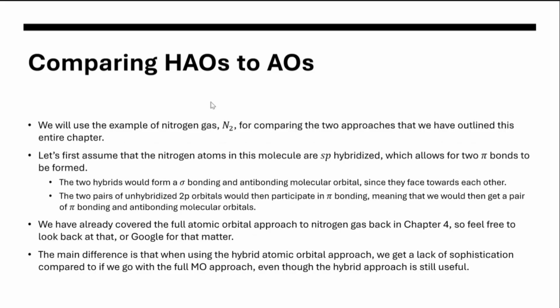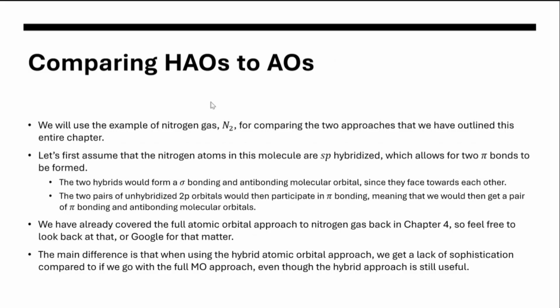Now, we're going to compare the hybrid atomic orbital approach to the atomic orbital approach. So, we're going to use the example of nitrogen gas, N2, for comparing these two approaches. Let's first assume that the nitrogen atoms in the molecule N2 are sp hybridized, which allows for two pi bonds to be formed. Now remember, a triple bond has one sigma bond, and remember, sigma bond always comes first, and two pi bonds. So the two hybrids would form a sigma bonding and anti-bonding molecular orbital since they face towards each other. And the two pairs of unhybridized 2p orbitals would then participate in pi bonding, meaning that we would then get a pair of pi bonding and anti-bonding molecular orbitals.